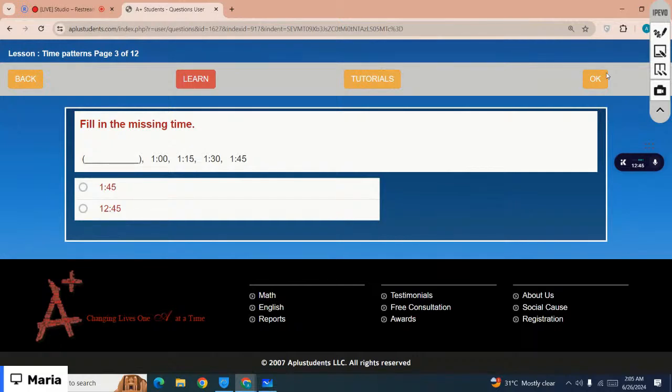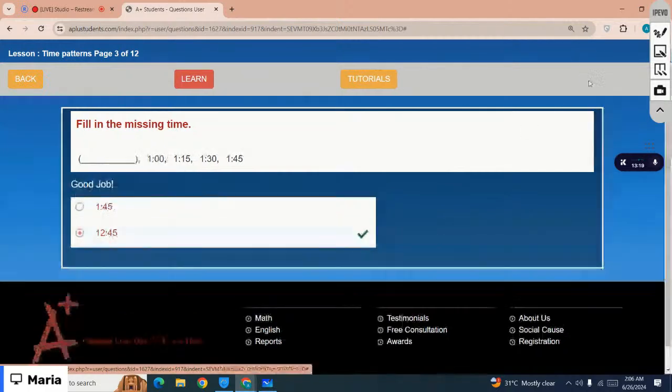Fill in the missing time. 1, 1:15, 1:30, 1:45. Which one is missing before 1? The time is increasing by 15 minutes, right? So you need to go back 15 minutes from 1. When you go back 15 minutes, that would be 12:45. The correct option is 12:45.